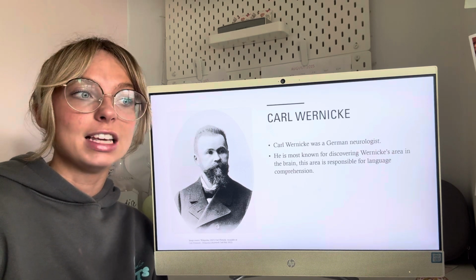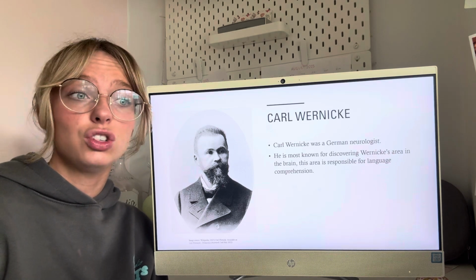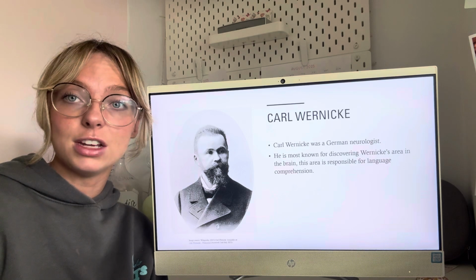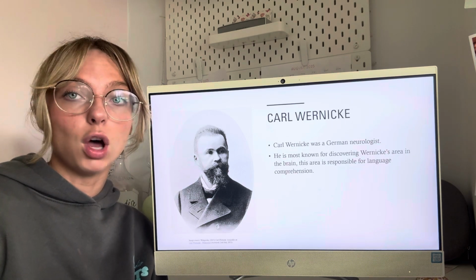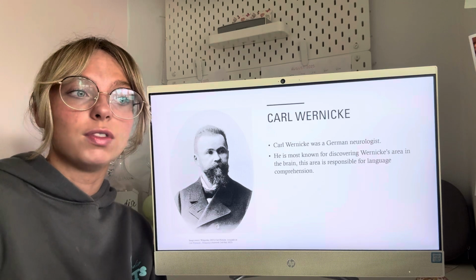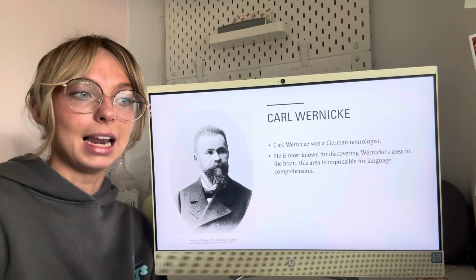Limitations of his research are that Wernicke did not have access to modern technology, so he was unable to study the brain while the patient was living. He believed that language comprehension was controlled by a single part of the brain, but modern technology has proven that it is not only this single area.